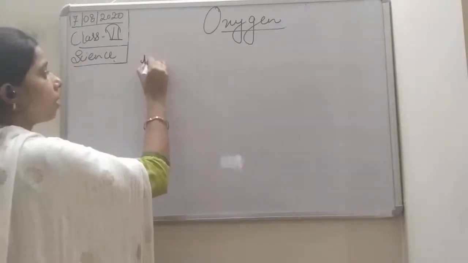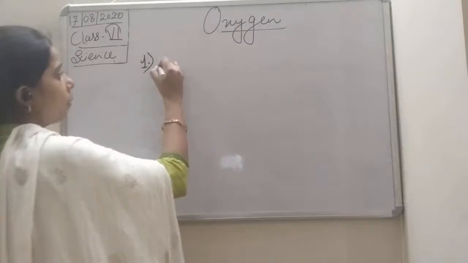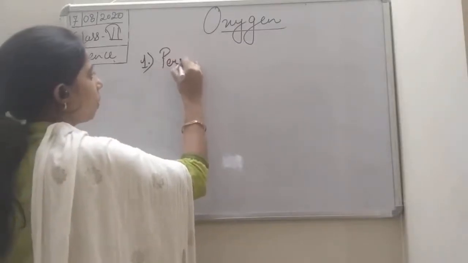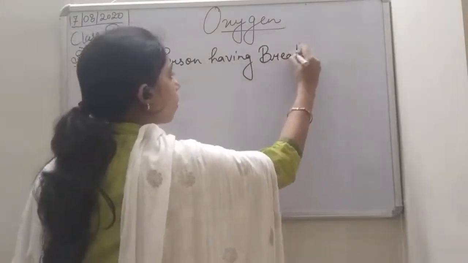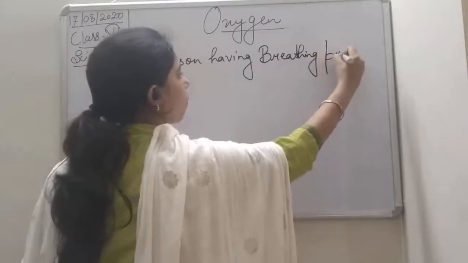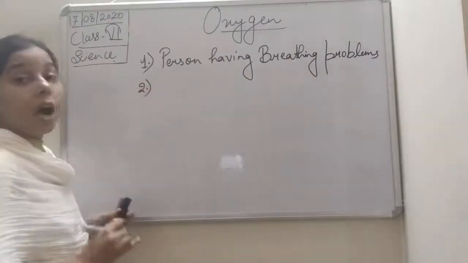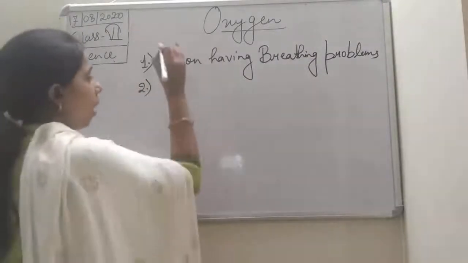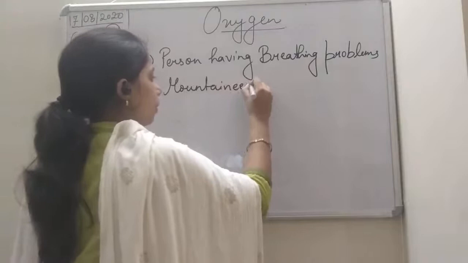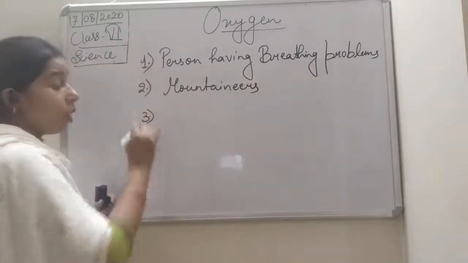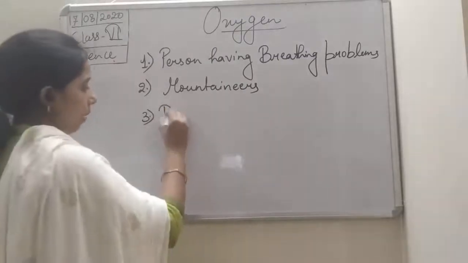So the first special condition, students, is a patient who is having a breathing problem. So we can write it: person having breathing problem. Then the second one is a mountaineer who is climbing to a higher altitude or a mountain. So, a mountaineer. And the third one is a diver who is diving deep under the sea. Okay, so, diver.